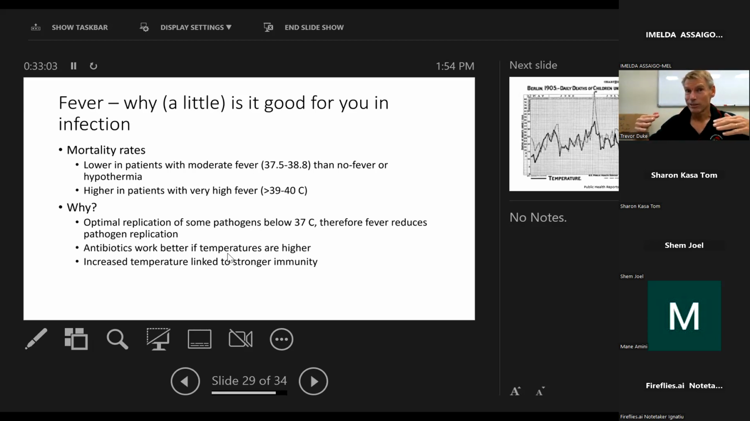Does that make sense? So we shouldn't be worried if a child's got a bit of fever. It tells us something about their illness. And we know that, for example, if you look at children who've got a severe infection, the mortality rate is higher if they don't have a fever, if they've got hypothermia, than if they've got a fever. If you've got severe sepsis and you've got hypothermia, then you probably have a higher mortality. Does that make sense? So a little bit of fever is not a bad thing.